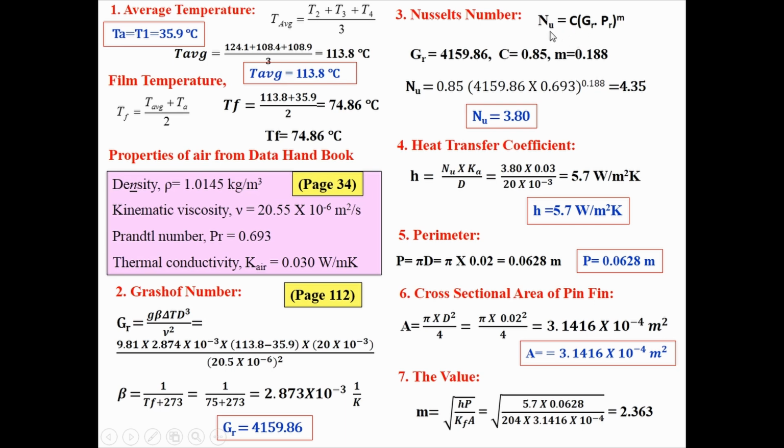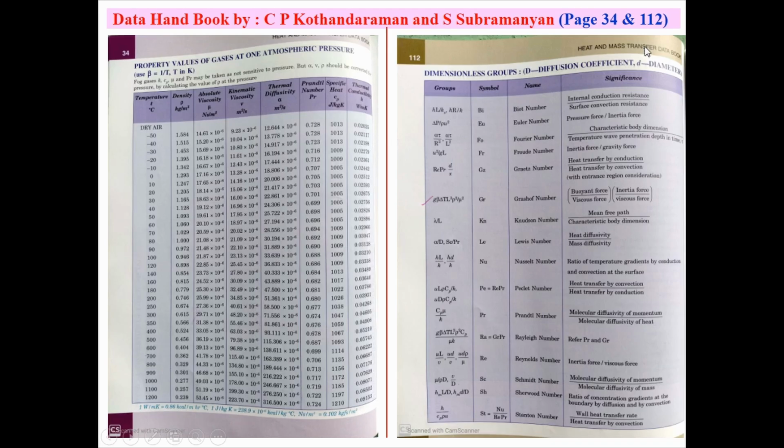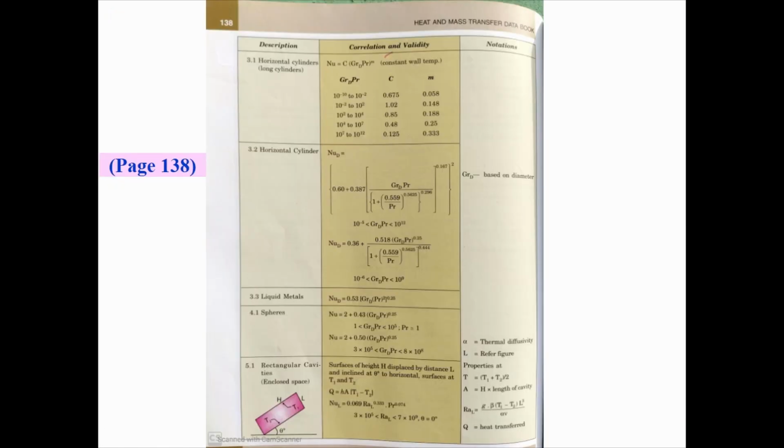Okay, now the Nusselt number equation, that is Nu is equal to C into (GR PR) to the power of m. What is GR? GR is the Grashof number, where PR is the Prandtl number. Then C and m are the unknowns here. How to get the C and m values? From the data handbook, you can get the values.